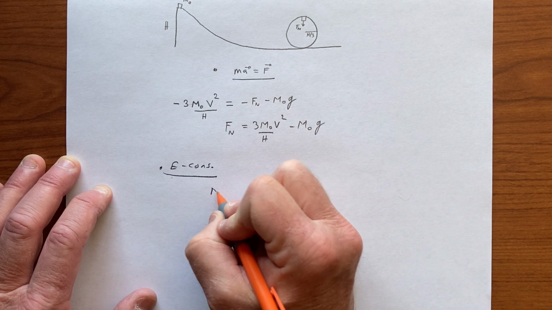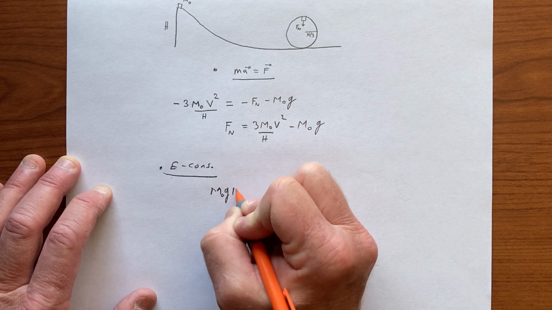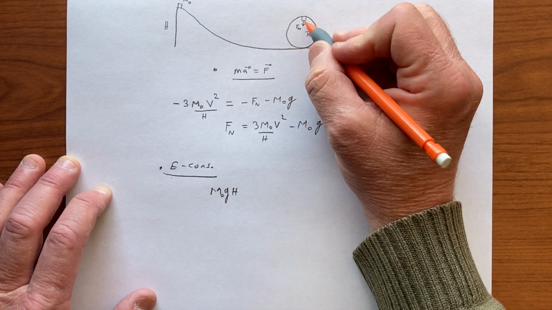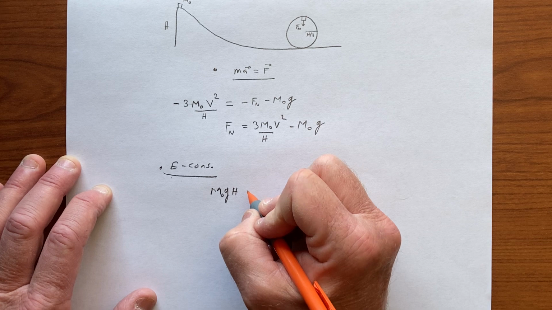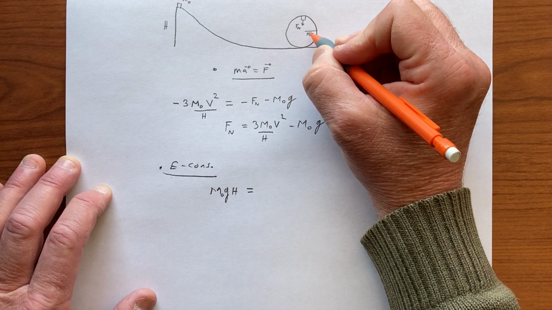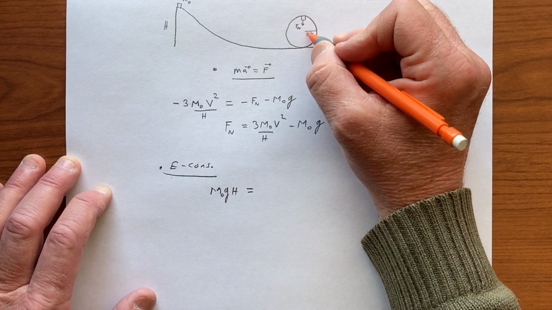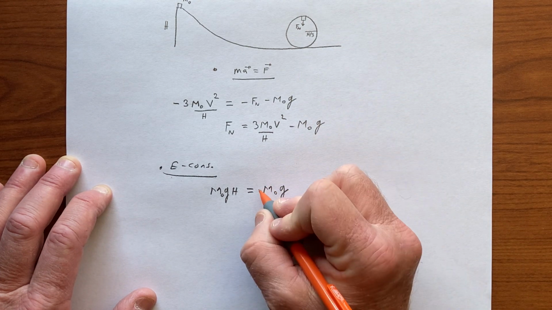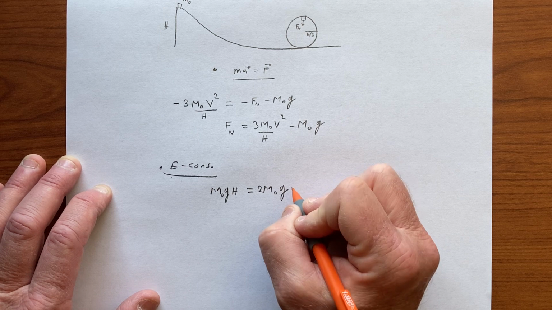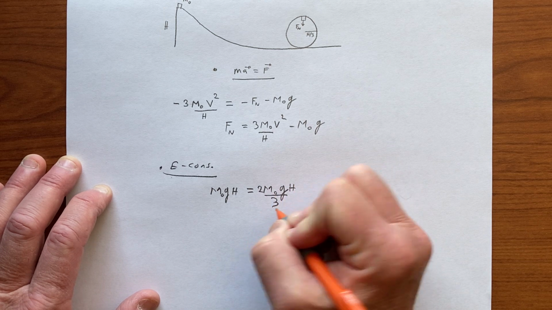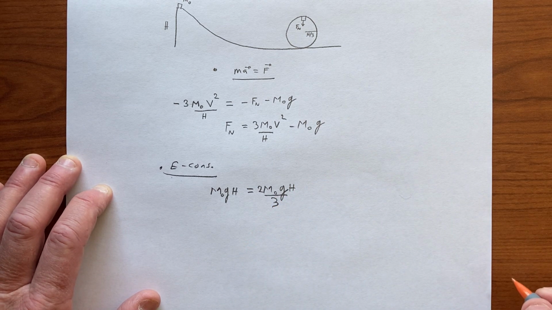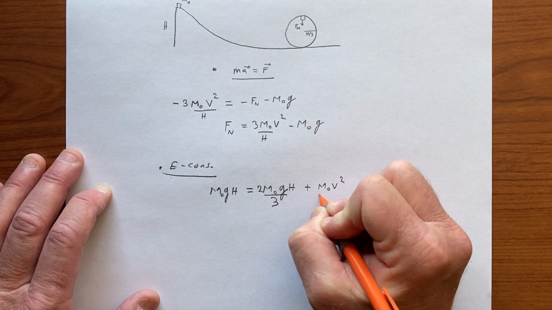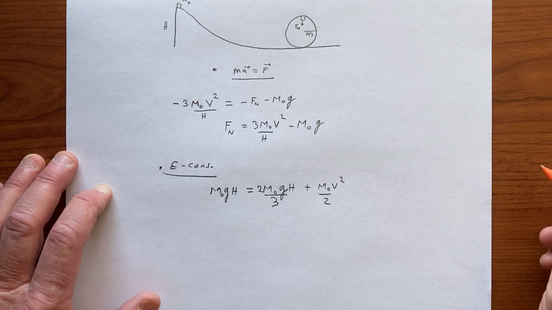And that looks the same as before: m naught gh potential energy at the beginning. The difference here is that we're again at some height, and that height is twice h over 3. So there's an m naught g times 2h over 3 potential energy, and the rest is kinetic. So we have m naught, and there's the unknown v squared over 2.